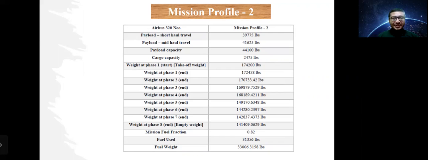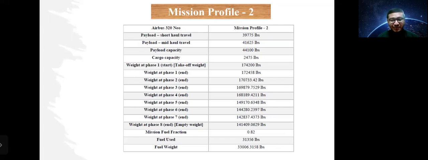The difference in the equations is only for the baggage, so the actual difference is not very much. Then I calculated the payload capacity and cargo capacity. At the start, the weight is the takeoff weight. After phase 1 ends, we get a little bit of decrease in the weight because the fuel is burning. Then gradually, at phase 8, that is the end of the mission, it is the empty weight. We don't have fuel left.